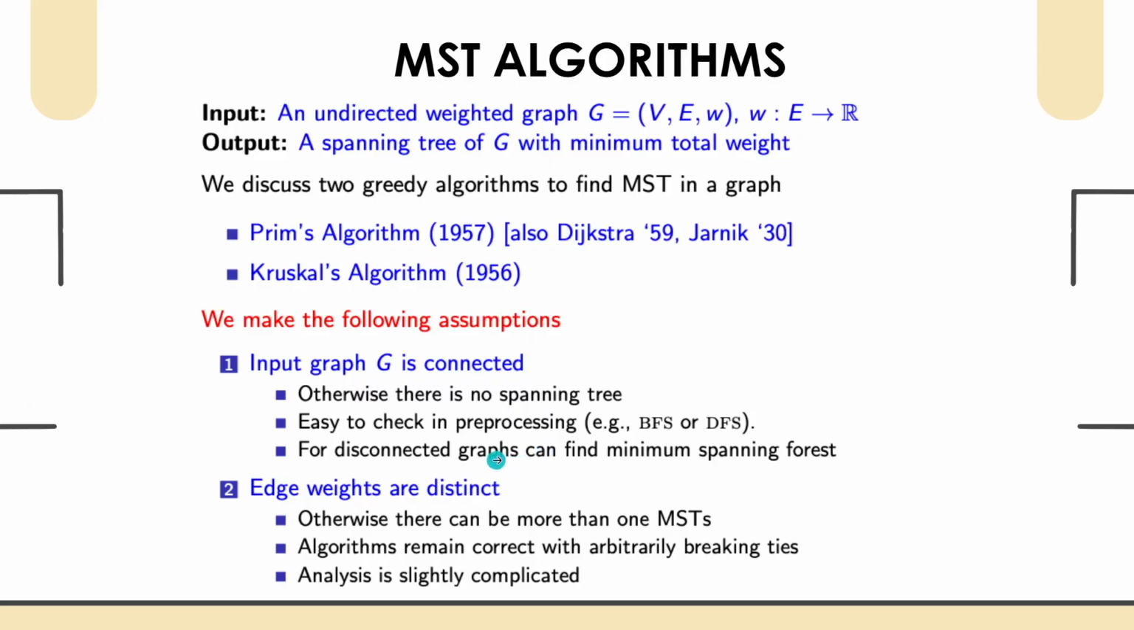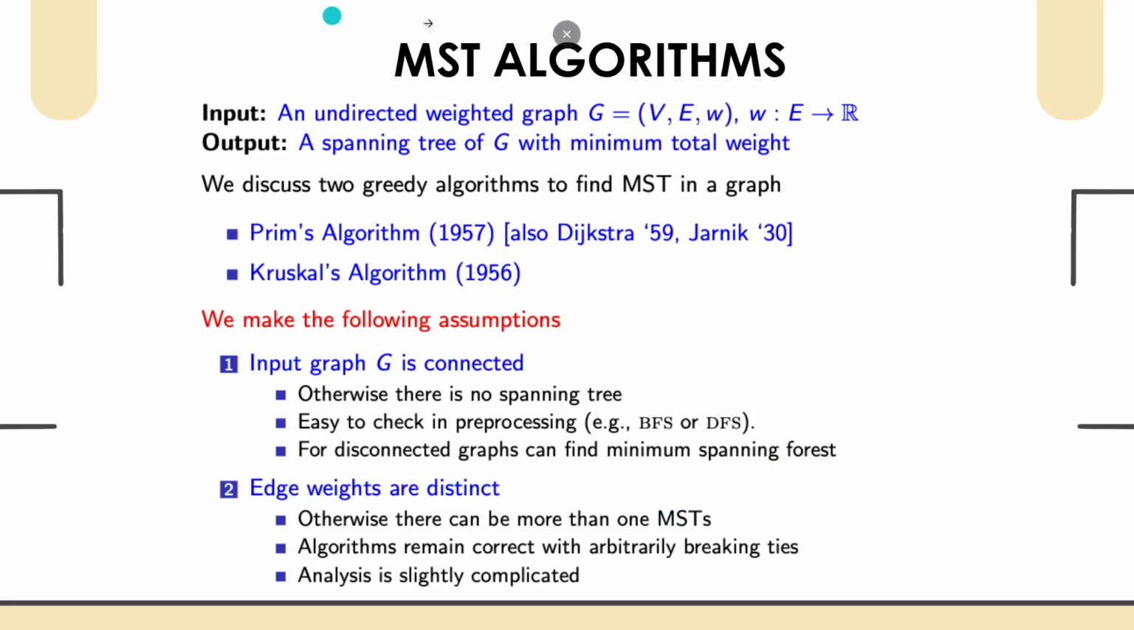For disconnected graphs, we may have to find the minimum spanning forest. It is not possible to have a tree. When the graph is disconnected, we will have multiple trees, and in such a case we call the set of trees a forest.